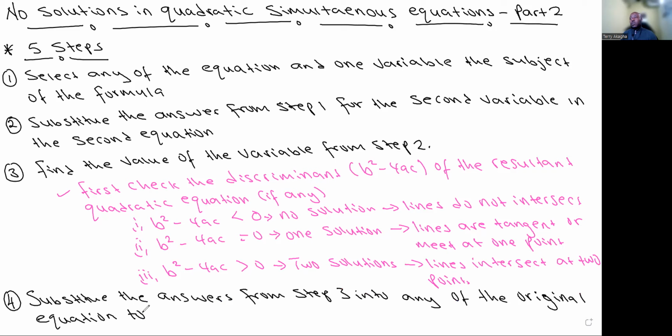So when you substitute that into any of the original equations, that will now give you the second variable. So that will be to find the second variable. I've solved this as well in the previous video, so I'm just writing it here for clarity's sake. Then number 5, you now check your answer. Like I always say, step 5 is not really important.